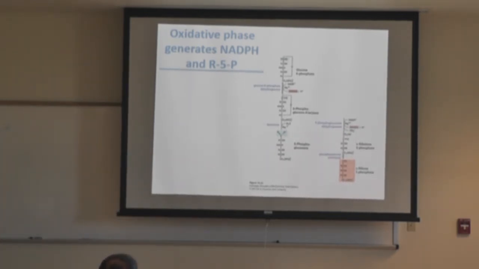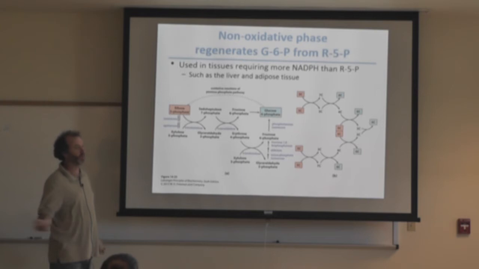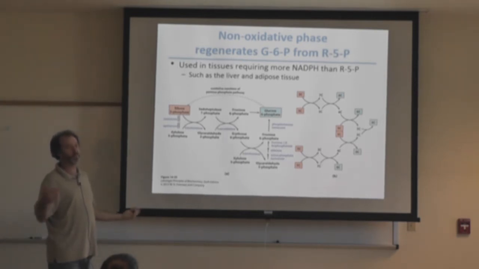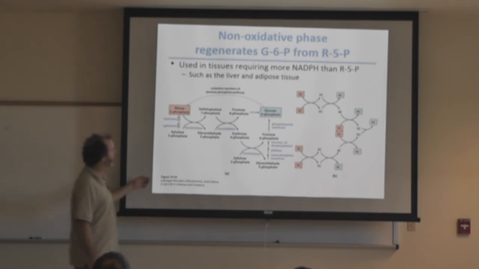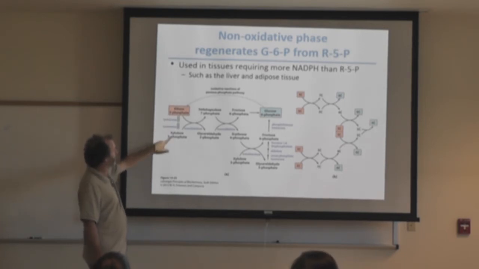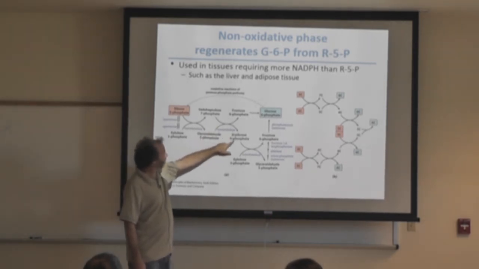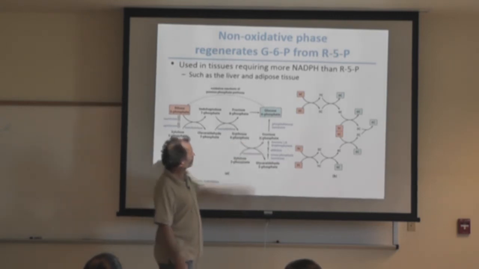The non-oxidative phase regenerates glucose 6-phosphate from ribose 5-phosphate, used in tissues requiring more NADPH than ribose 5-phosphate. So, some tissues, when you have to store energy, they'll take acetyl-CoA and make fatty acids out of it. And you need a lot of NADPH around for that. So you have ribose 5-phosphate, gets converted to xylulose 5-phosphate. Transketolase will convert that to glyceraldehyde 3-phosphate, then transaldolase, erythrose 4-phosphate, and then fructose 6-phosphate.